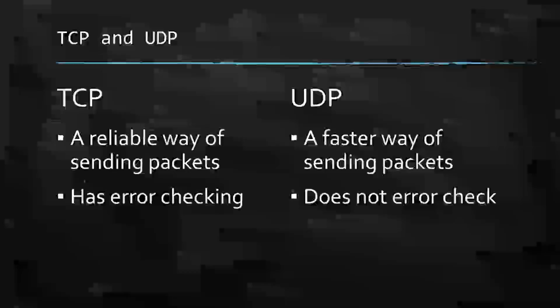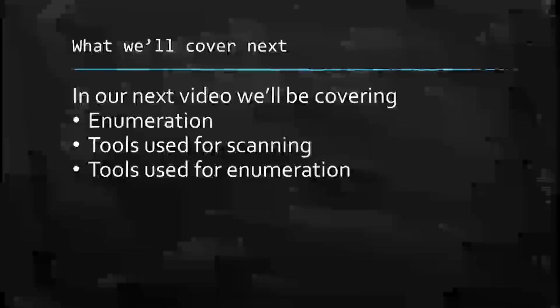So TCP and UDP are both forms of communications used by the Internet Protocol IP. They both serve the same purpose, transporting information across the internet, but they do it in different ways. In our next video, we'll actually be covering enumeration and different scanning types, and the tools that are used.